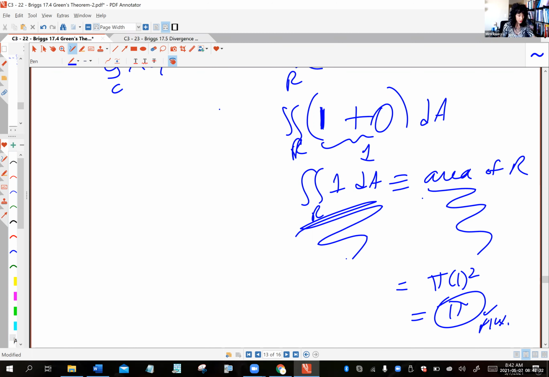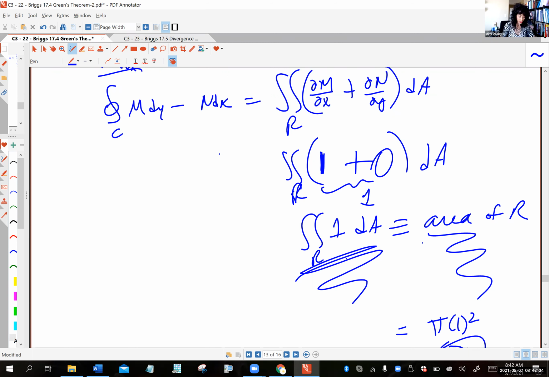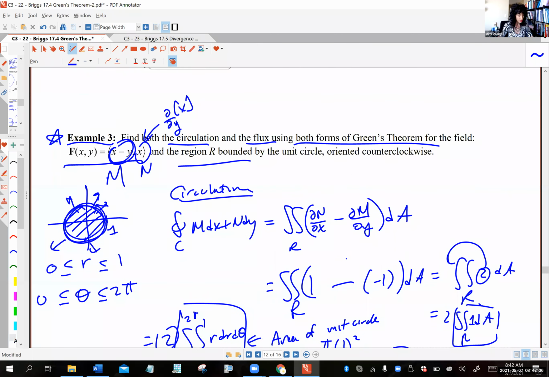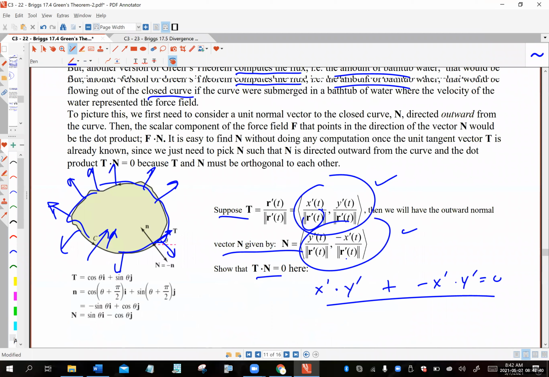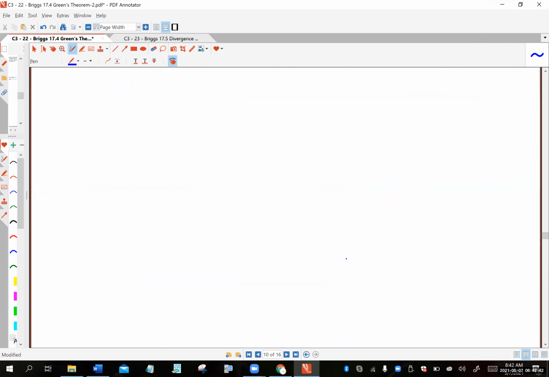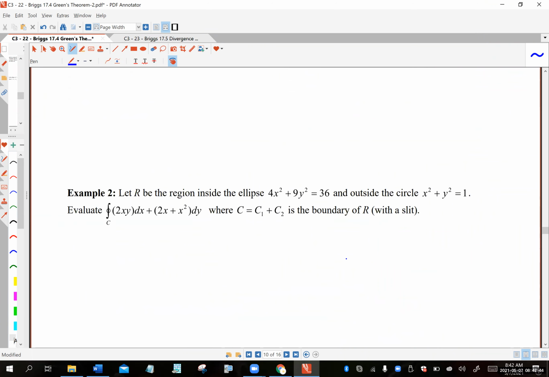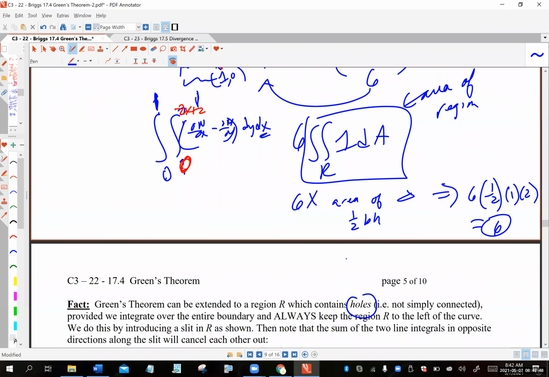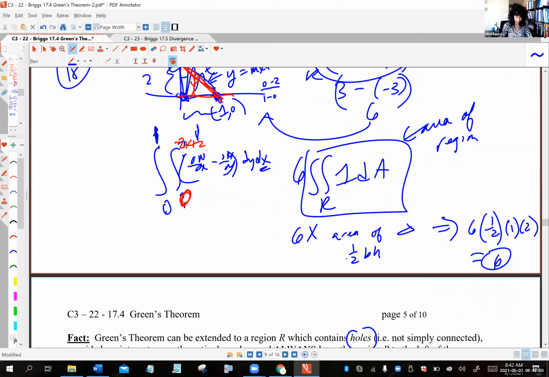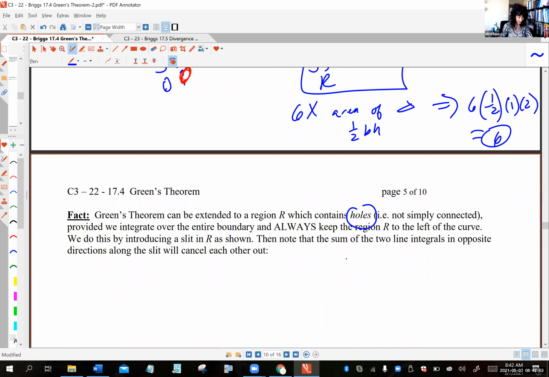So what I want to look at now is regions with holes, and I'm having trouble locating it in my notes here, but I think we skipped it a little bit. Let's go back. Okay, so we had you do some stuff last time, so that was fun. So let's look at doing regions with holes. Okay, what about regions with holes?